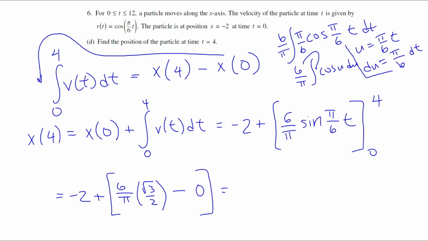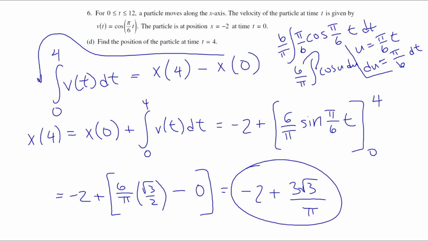So now we end up with our final answer of negative 2 plus, and we can cancel the 6 over the 2 as a 3 in the numerator. So we have negative 2 plus 3 root 3 over pi. And that should be our final answer.